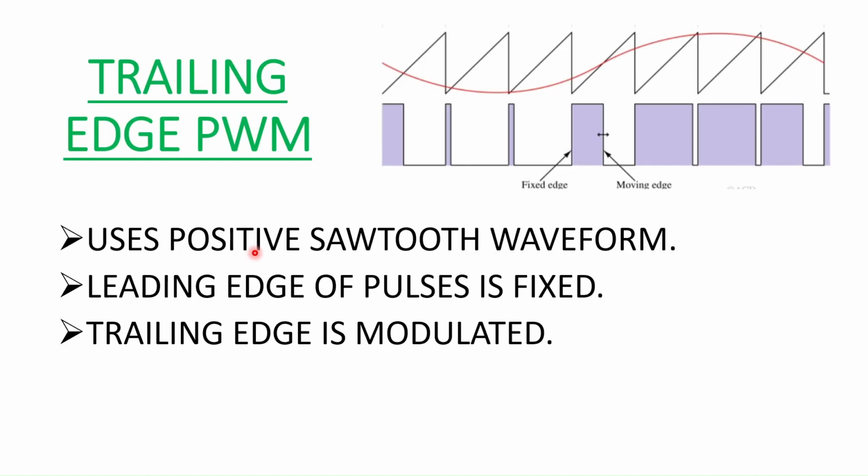Then we have the trailing edge PWM. In the trailing edge PWM it uses a positive sawtooth waveform. We can see that this sawtooth waveform goes from 0 to high, 0 to high, 0 to high, and the leading edge of the pulses is fixed. All the leading edges are fixed, whereas the trailing edge is modulated. Here the trailing edge occurs here, but here the trailing edge occurs here. So the width of the pulse is getting varied according to the information signal. The leading edge is the fixed edge and the trailing edge is the moving edge.